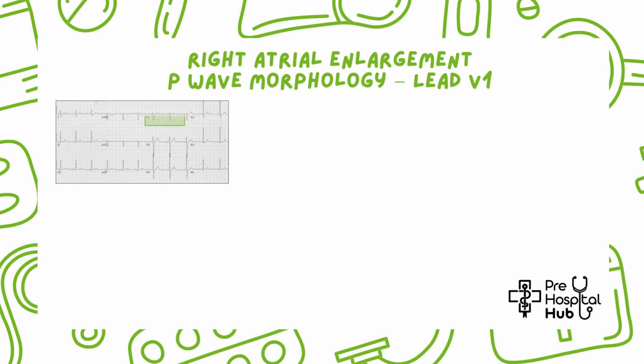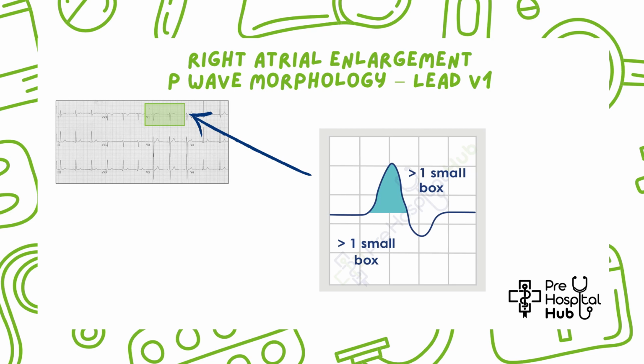So when looking at V1 for right atrial enlargement, the P wave would have an increased height in the positive deflection, as this represents right atrial depolarisation. And remember, P waves in V1 are biphasic, so again, the negative deflection would remain unchanged, as this only represents left atrial and the positive represents right atrial. So in summary, for right atrial enlargement, P waves in V1, you would see an increase in amplitude in the positive deflection.